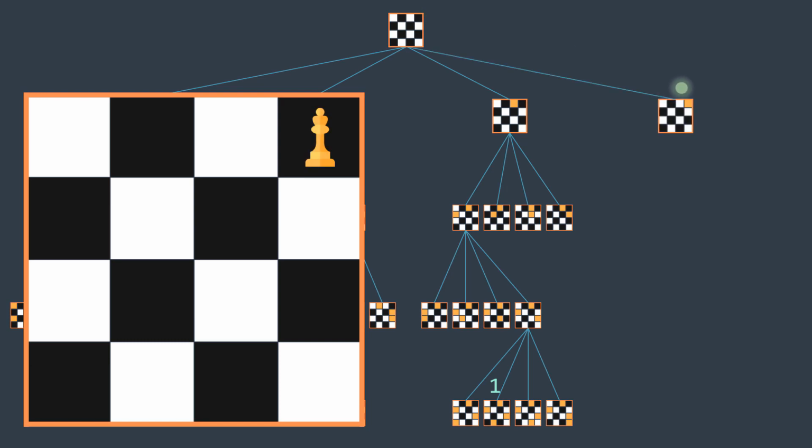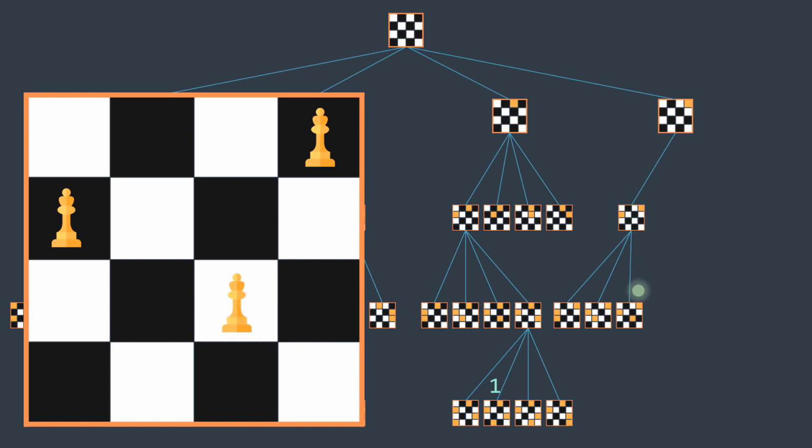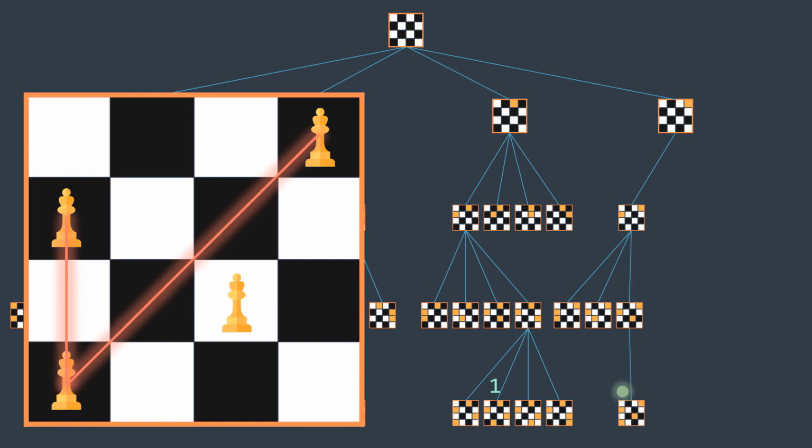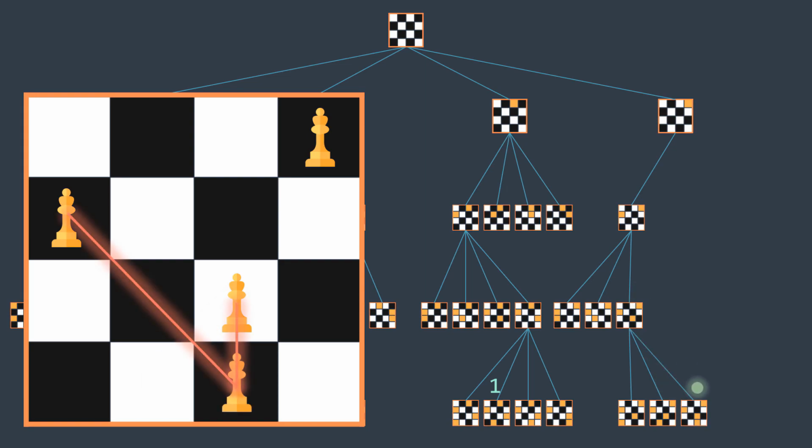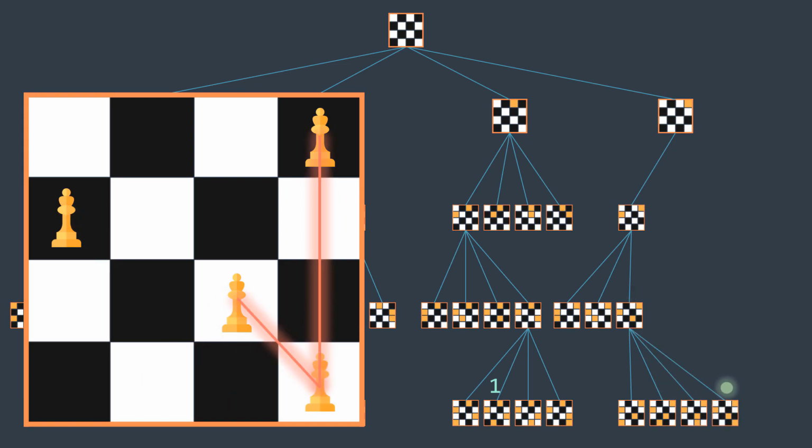Second row now, first column, not attacked, let's go to the third row. First column, attacked. Second one, same thing. Third one, not attacked, we go to the last row. First column, attacked. Second one, same thing. Third one, same problem. And last one, also attacked. So we have nothing to do, we backtrack. Last column now, the queen is attacked, we backtrack. We checked all columns, we can backtrack.